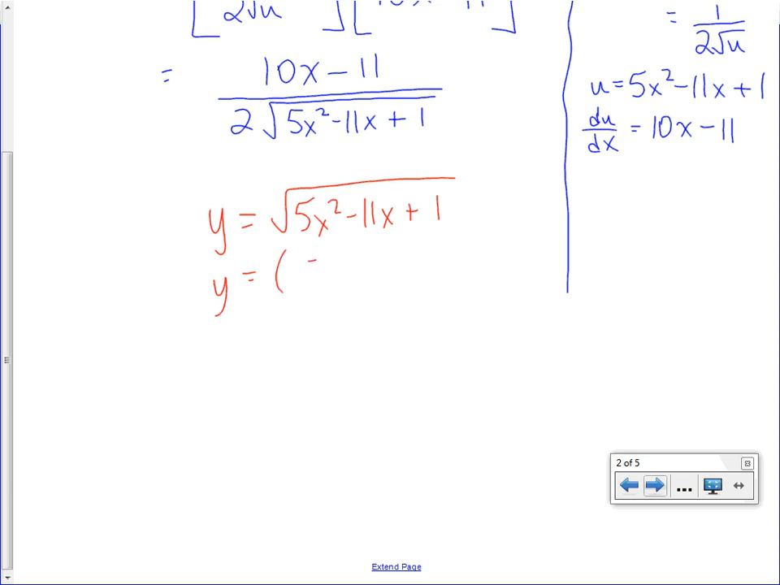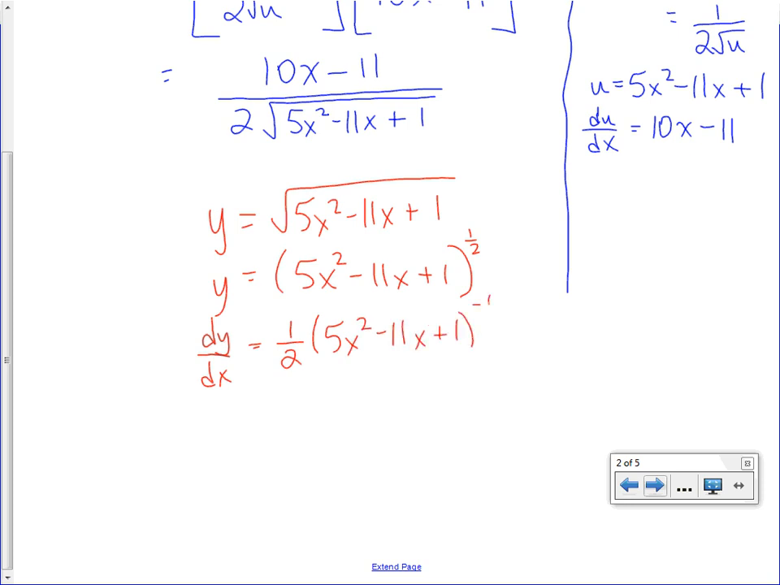You're going, okay, rewrite 5x squared minus 11x plus 1 all to the half. dy by dx equals, you have to use the rule from yesterday, because now we have stuff as the inside. Remember our good old friend blah. Blah to the half. Derivative of blah to the half is half times blah to the negative half. Don't forget derivative of inside. Derivative of inside is?